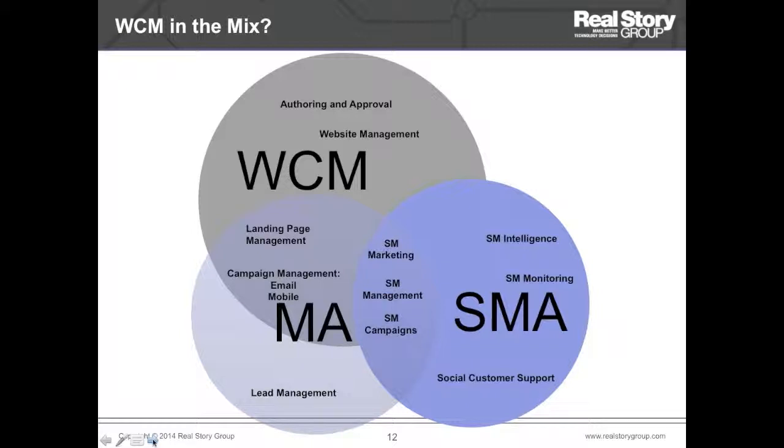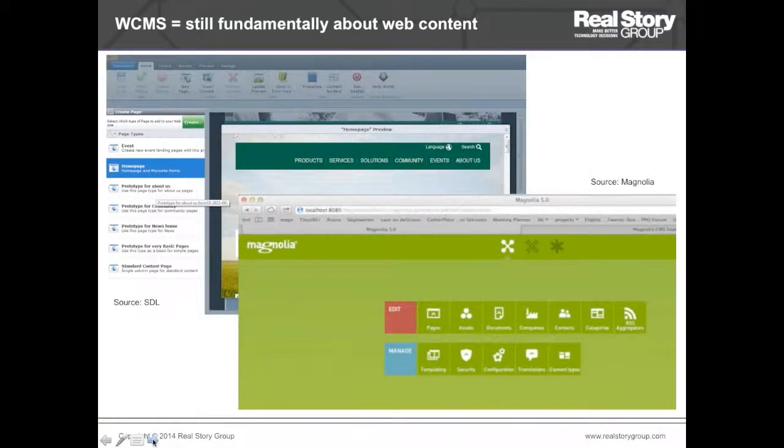And today, the cloudiness of this situation is that sometimes people own all three of these tools, and then they don't make that decision, and then there's a lot of confusion as to, oh, is that happening over in my MA tool, or is that happening in my WCM? So you, as a digital marketing leader, need to be driving those sorts of decisions and make sure that everyone's on the same page as far as what is being used for what. So as I mentioned, web content management is still fundamentally about managing web content.